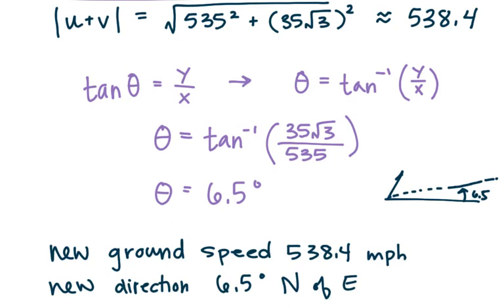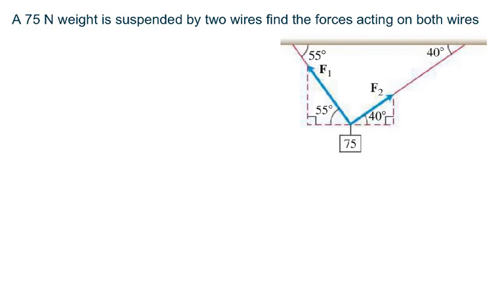All right, I'm going to do one more example in this video. In this example, we have a 75 Newton weight suspended by 2 wires. We'd like to find the forces acting on both wires. So in this diagram, we can see we have our 75 Newton weight, and then force 1 is pulling up, making a 55-degree angle with the ceiling. Force 2 is pulling up, making a 40-degree angle with the ceiling.